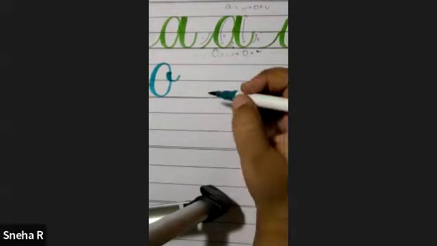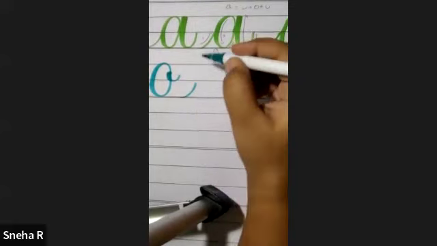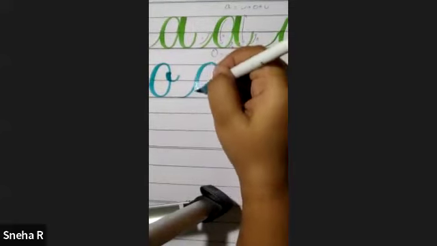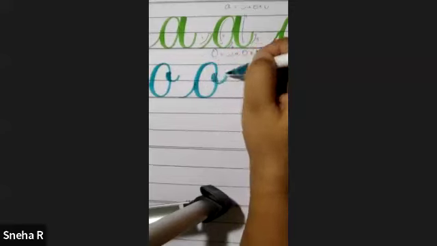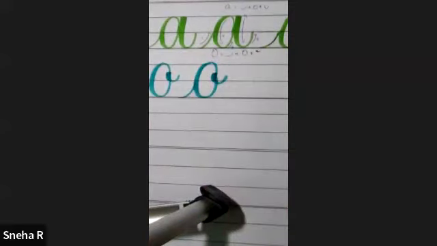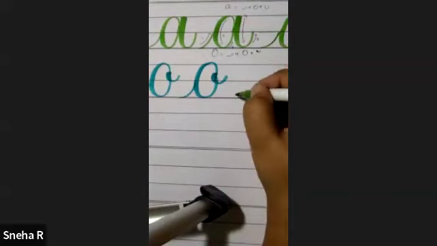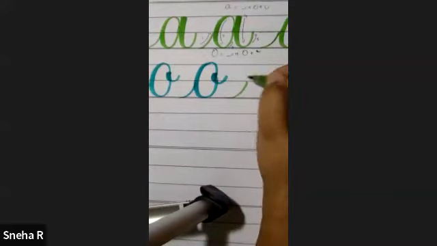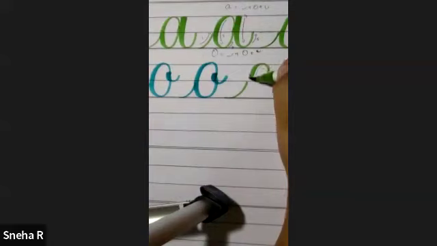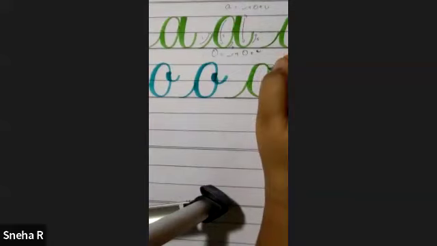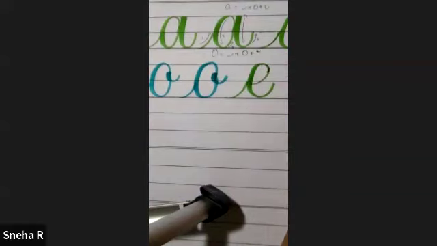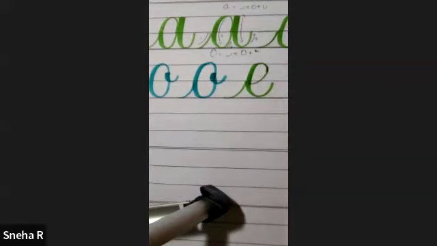No, we'll make E. One second. Okay, we'll make E. For E, it is entry stroke, half oval, and then join this stroke to this stroke. One more time.